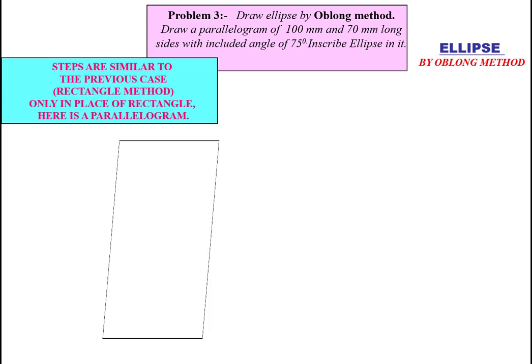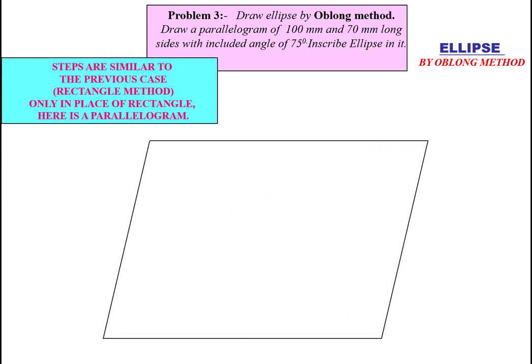So first of all, draw a parallelogram whose length is 100 mm and breadth is 70 mm, and the angle between the two lines of 100 mm and 70 mm is 75 degrees. So we draw here a parallelogram. Now, same as in the rectangle method, we have to divide this parallelogram in 4 equal parts.